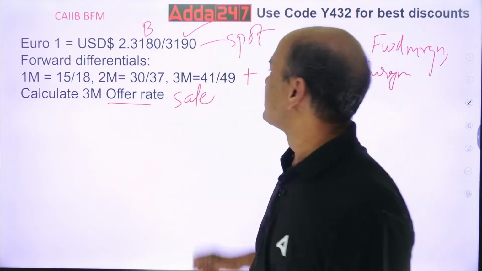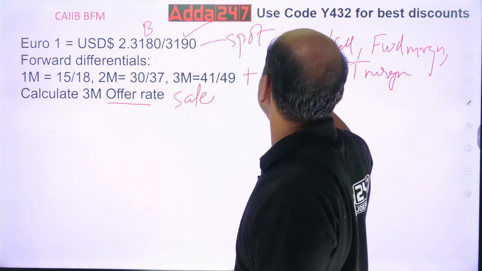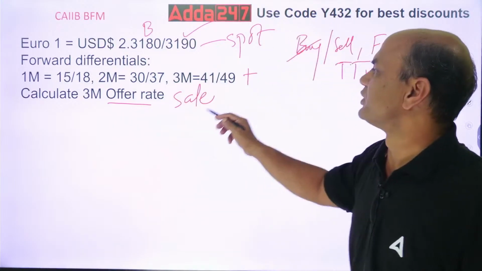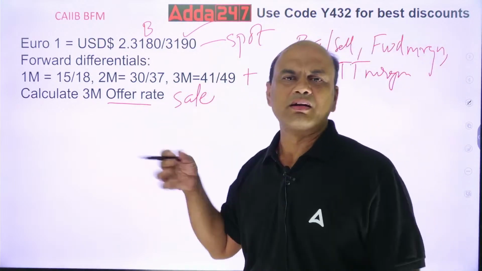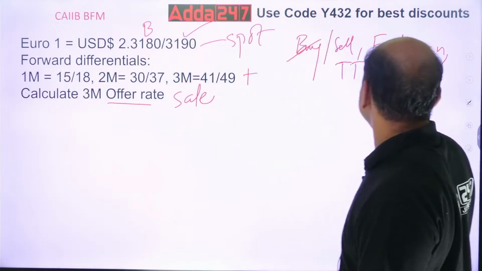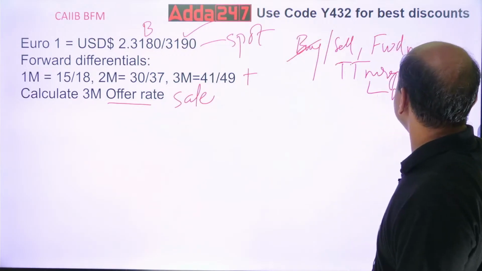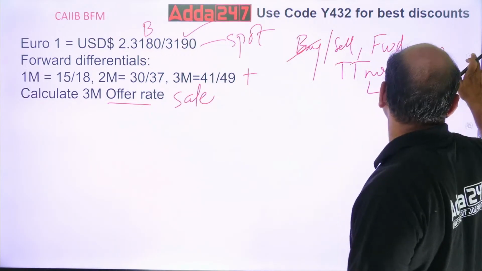So first is sell, so buy is gone. Forward margin is premium, so you'll have to add. TT margin is not given, so it is 0, not applicable. Okay, so let's solve this.